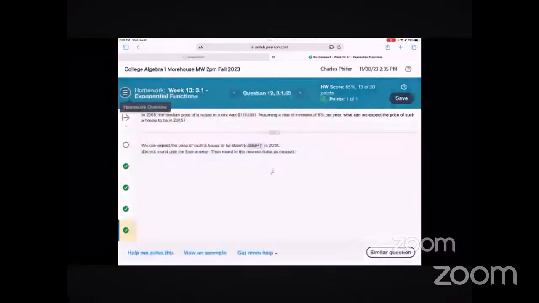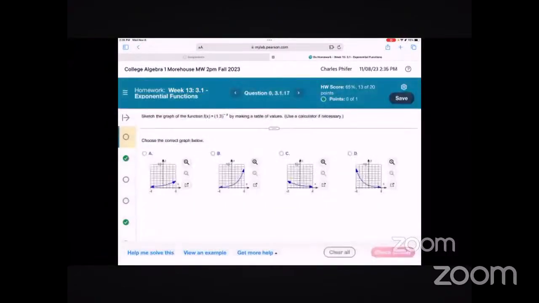Sketch the graph of this by making a table of values. So our base is larger than 1, so that will behave like a normal exponential. But then the negative exponent causes it to be exponential decay. So it should just be exponential decay. It should be either C or D. And then I feel like if we choose a couple of test points to confirm.